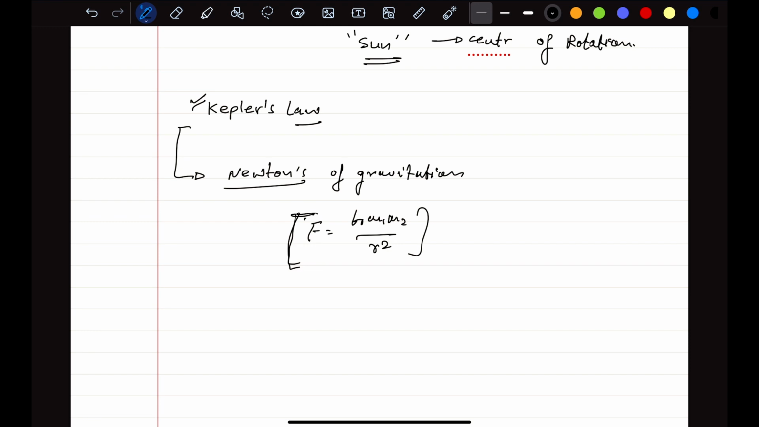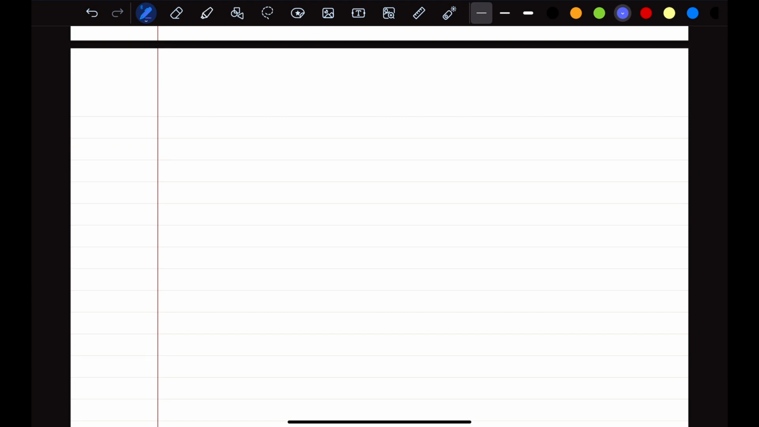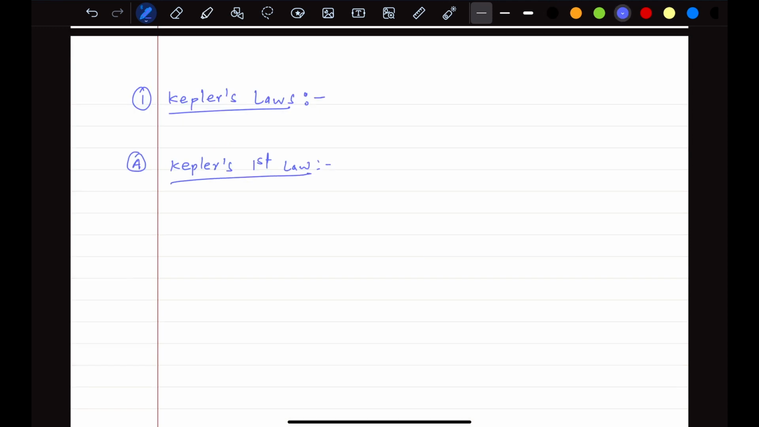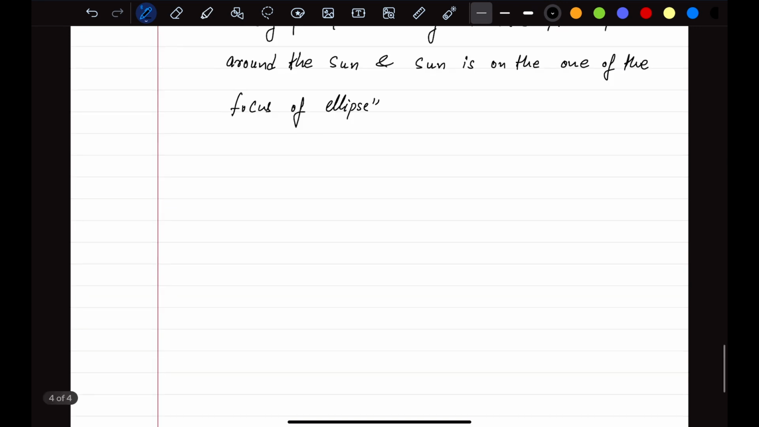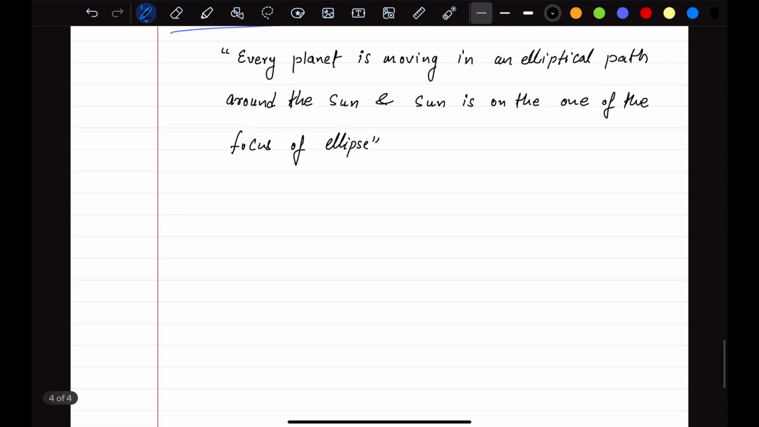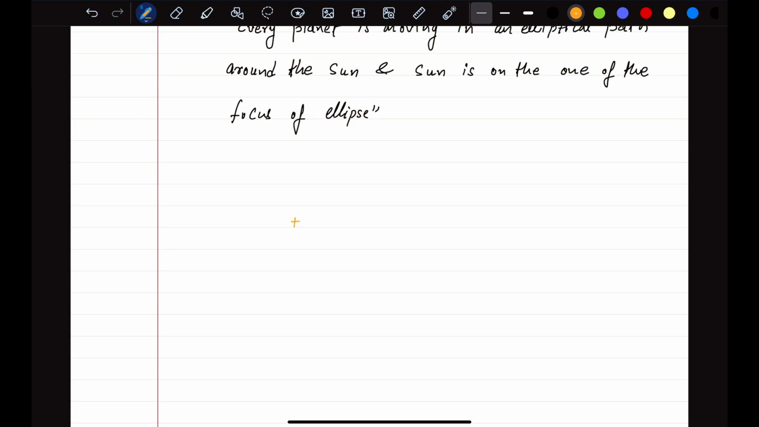Okay, now let's start with the Kepler laws. There are three Kepler laws which describe the motion of the planets. We are going to start with Kepler's first law. According to Kepler's first law, each and every planet is moving in an elliptical path around the sun. If we take the sun somewhere, then the planet is moving in an elliptical path.